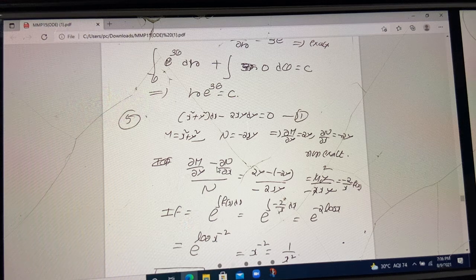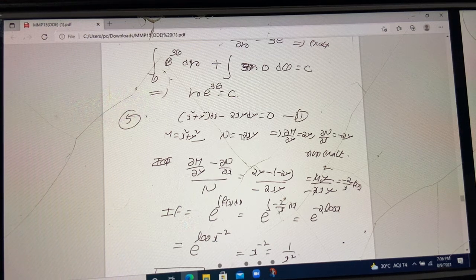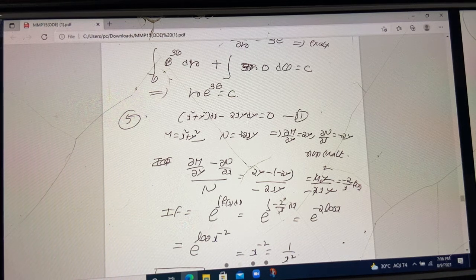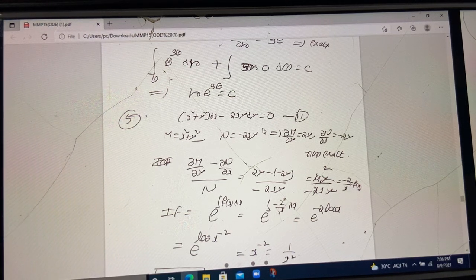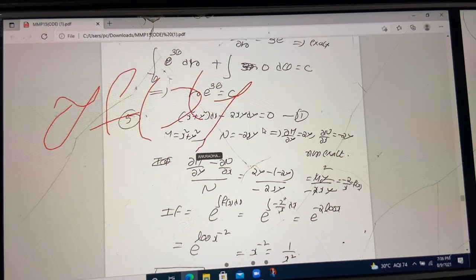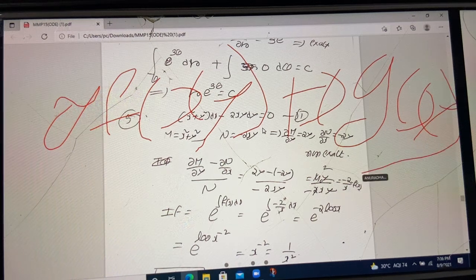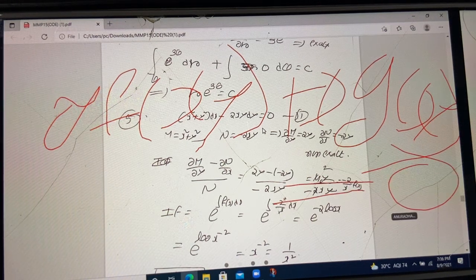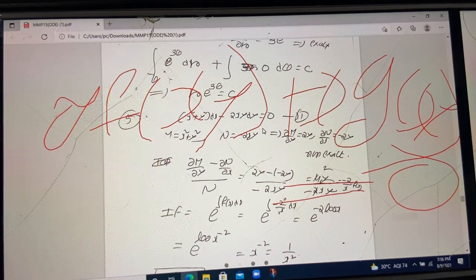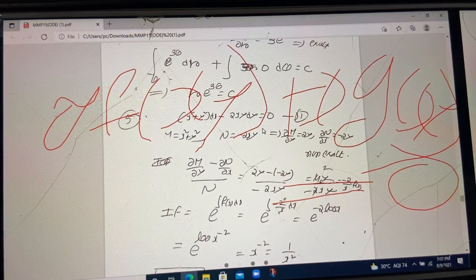We have so many methods. Here, N is simple. Whenever out of M and N one of them contains a single function, go for the third or fourth method. If it is in the form y f(xy) + x g(xy), only then use the second method. What is the second method? 1 by (Mx - Ny). Worst case, if all the cases fail, only then go to the first method, Mx + Ny. Otherwise, you have to use these methods.